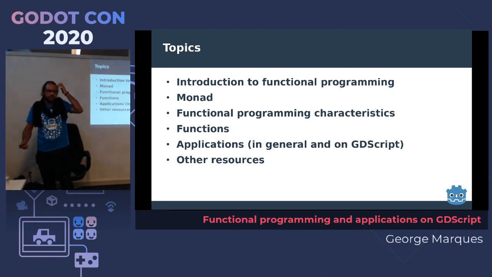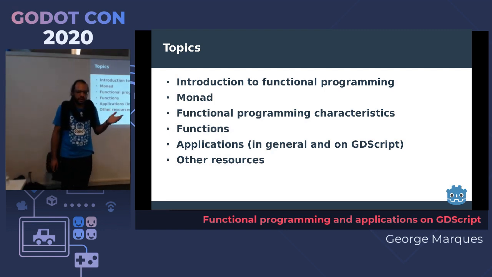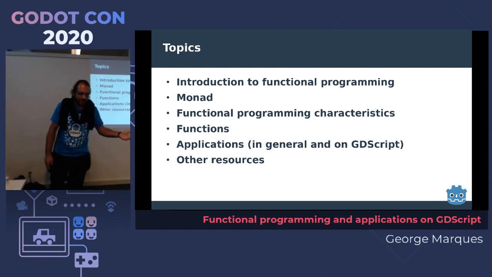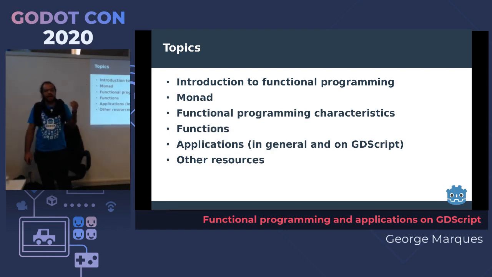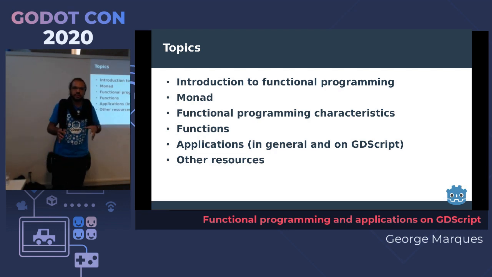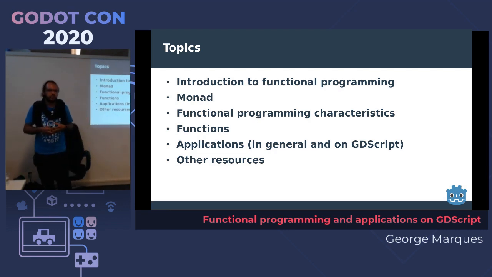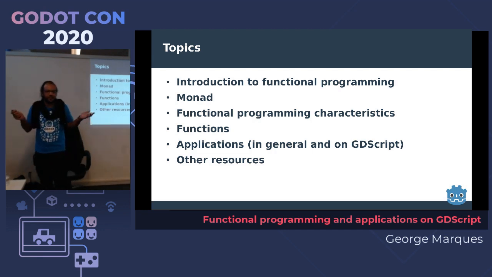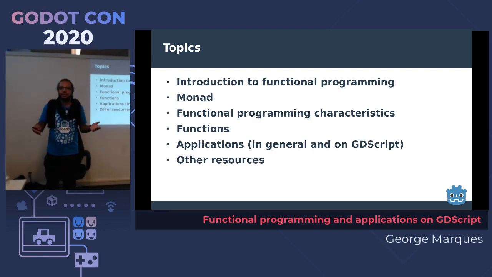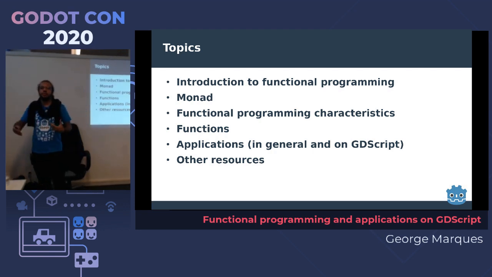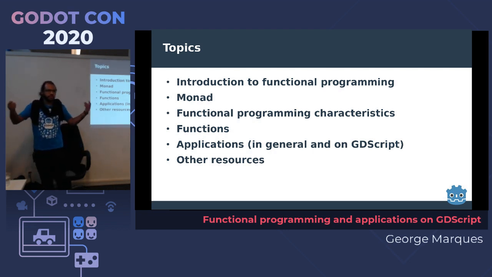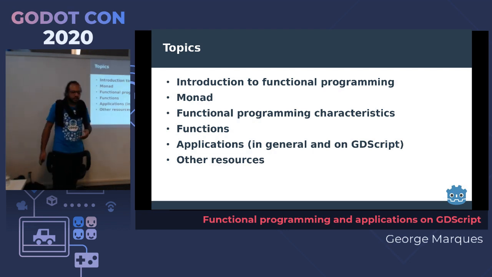So here is a list of topics that we're going to be working on today. I'm going to do some introduction about functional programming. Going to talk about some modern monads. Going to talk about some characteristics of the functional programming paradigm. I'll talk about functions because that's what it's all about. And some applications in the real world that we can use, and also how to do that in GDScript. And also mention some other resources for people who want to learn more about it.